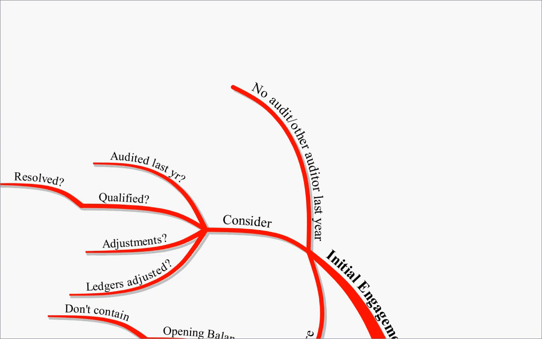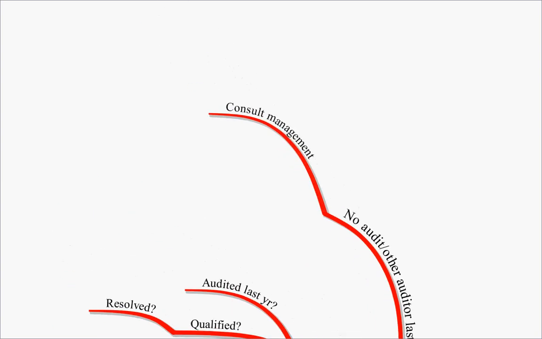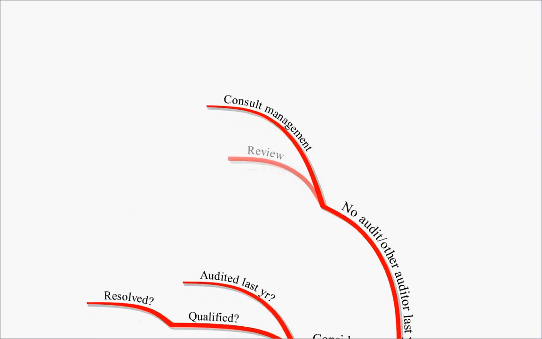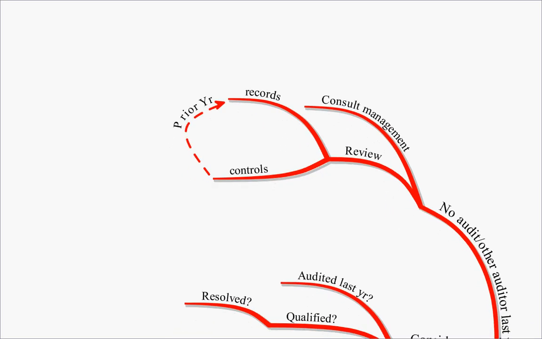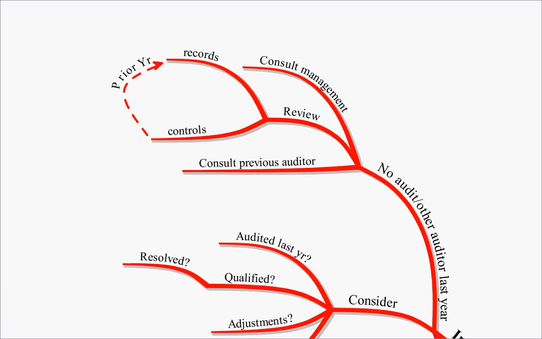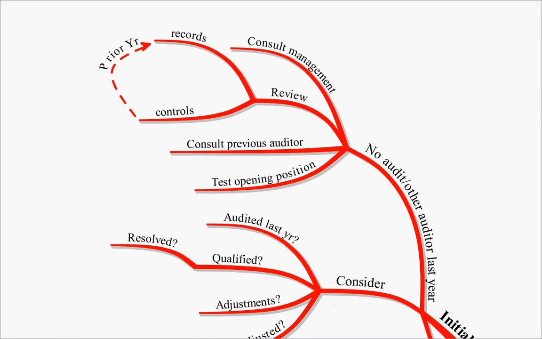If there was no audit last year, or they were audited by another auditor, what should we do then? Well, the first thing we've got to do is consult management. We'll also review the records and controls that were in existence in that prior year period to make sure that we're happy with them. If there was a previous auditor, consult with them. And if we're not happy, we need to test the opening position to get comfort over that position, that we're happy that it doesn't contain any material misstatements.